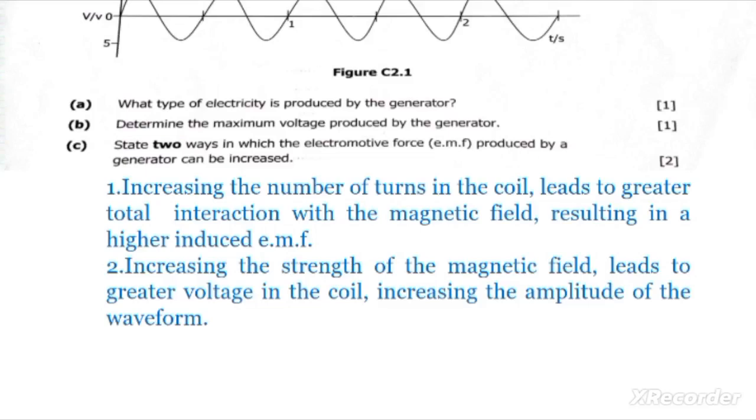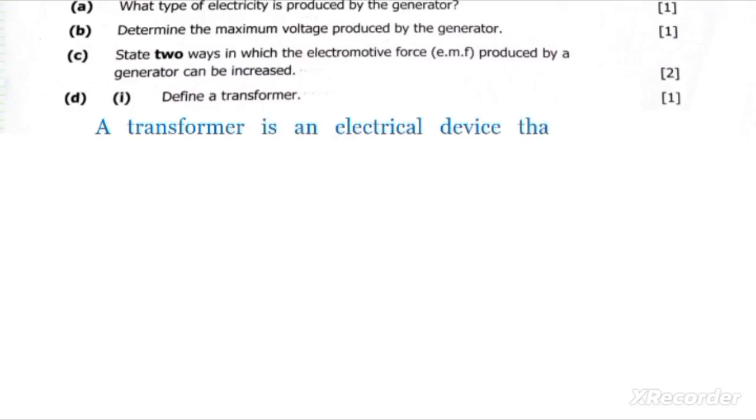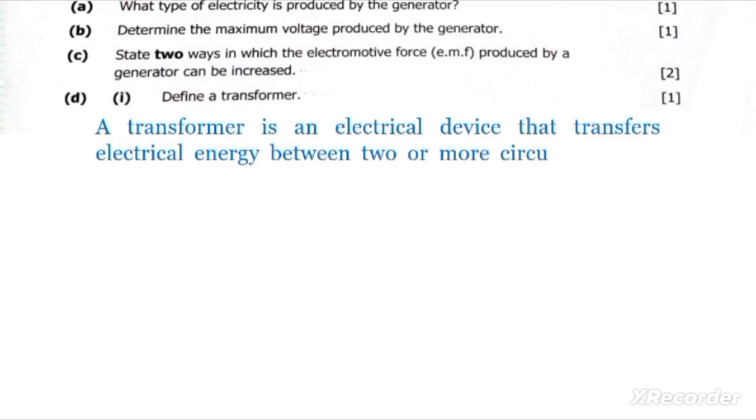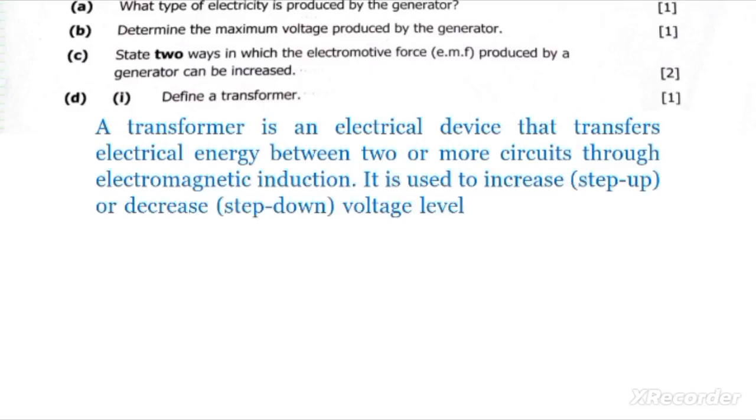Let us move to the next question, which is question D. Define a transformer. A transformer is an electrical device that transfers electrical energy between two or more circuits through electromagnetic induction. It is used to increase (step-up) or decrease (step-down) voltage levels while maintaining the same frequency. So we have given the definition of a transformer.